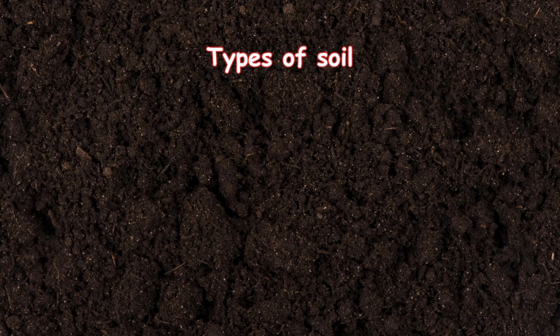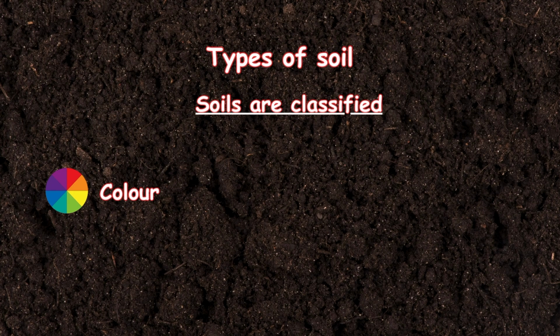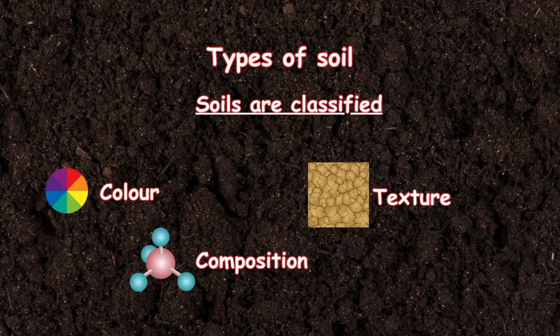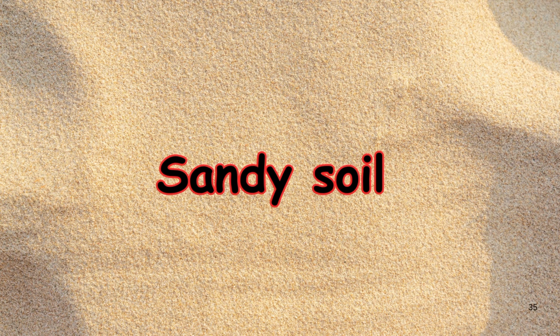Next, let us see the types of soil. Soils are classified on the basis of color, texture, composition and property. Now the first type of soil is the sandy soil.